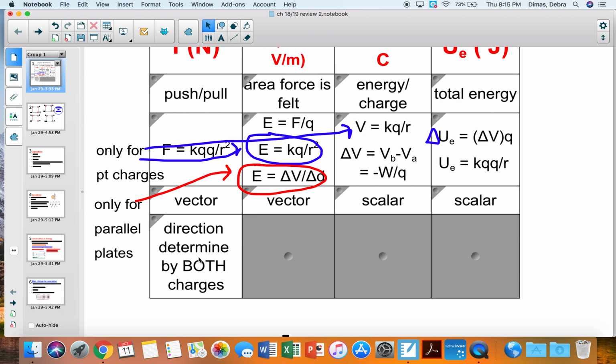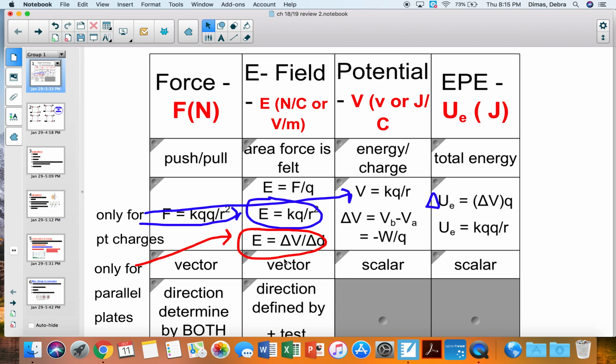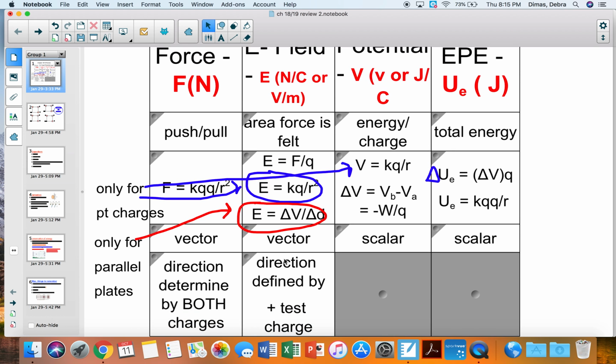So you figure out if it's going to go left, right, up, down based on that. The direction is defined by a positive test charge for the E field, right? So the E field is always defined that way. It's just a definition. So you just have to know that the E field is going to point away from a positive charge, and the E field is going to point towards a negative charge.